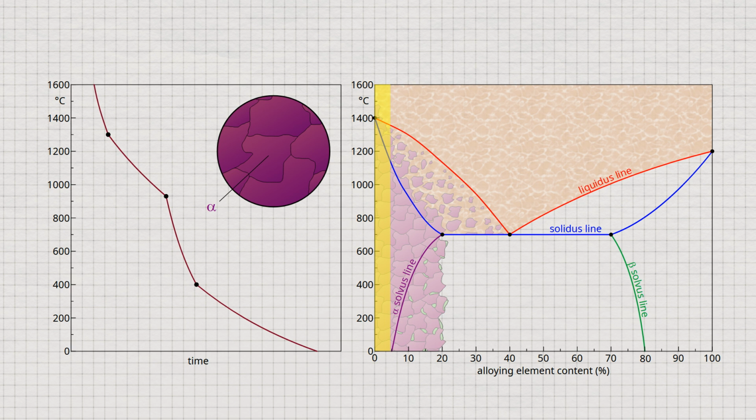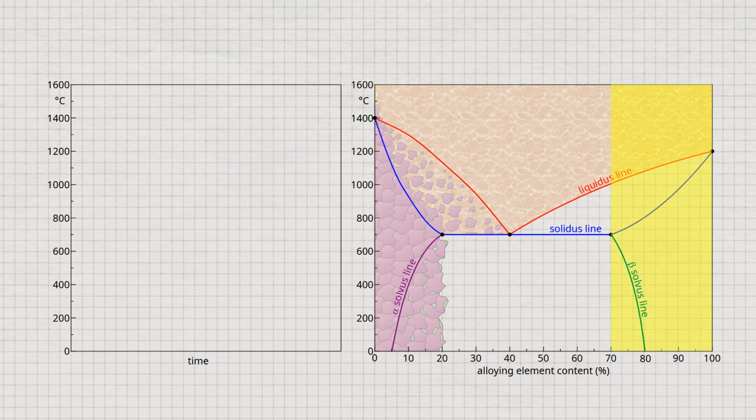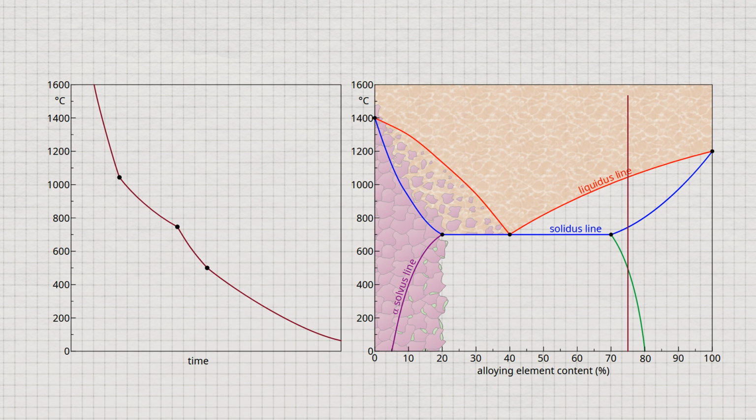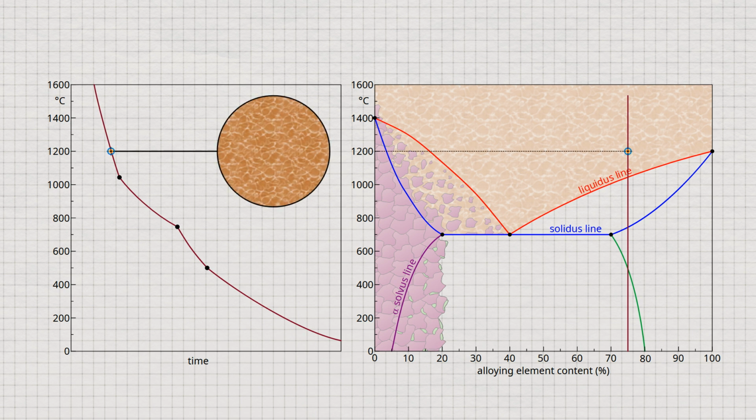Let us now consider an alloy, which lies to the right of the maximum solubility limit of the beta solid solution. The solidification process is similar to that of the alloy considered previously. Using the example of an alloy with an alloying element content of 75%, the microstructural processes that take place will be explained in detail. At 1200 degrees Celsius, the alloy is initially completely liquid. When the state point reaches the liquidus line at about 1050 degrees Celsius, individual nuclei form and solidification begins.